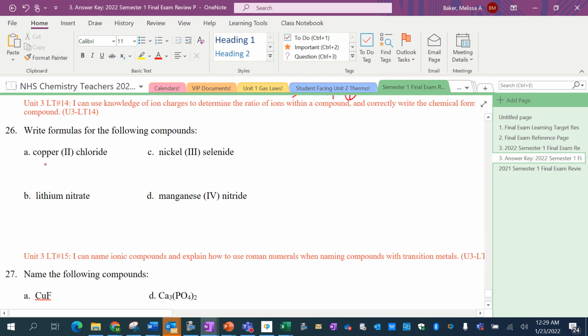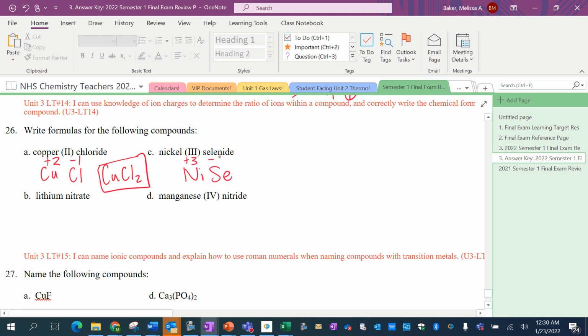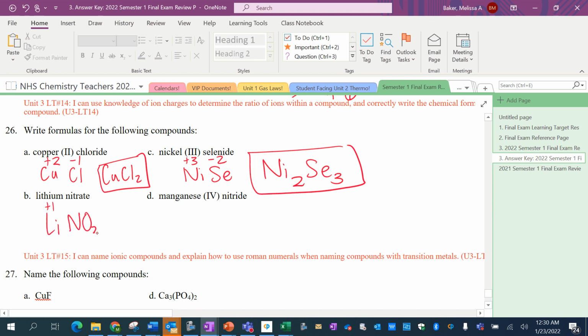Okay, let's write some formulas. Copper 2 chloride, that means copper has a +2 charge. Chlorine, if you look up its charge, it's always a -1. So that means it's CuCl2. Nickel has a +3. Se, if you look it up, it's always a -2. So when you crisscross, it'll be Ni2Se3. Lithium is Li. Nitrate is NO3, one of the polyatomic ions. So this will be LiNO3.